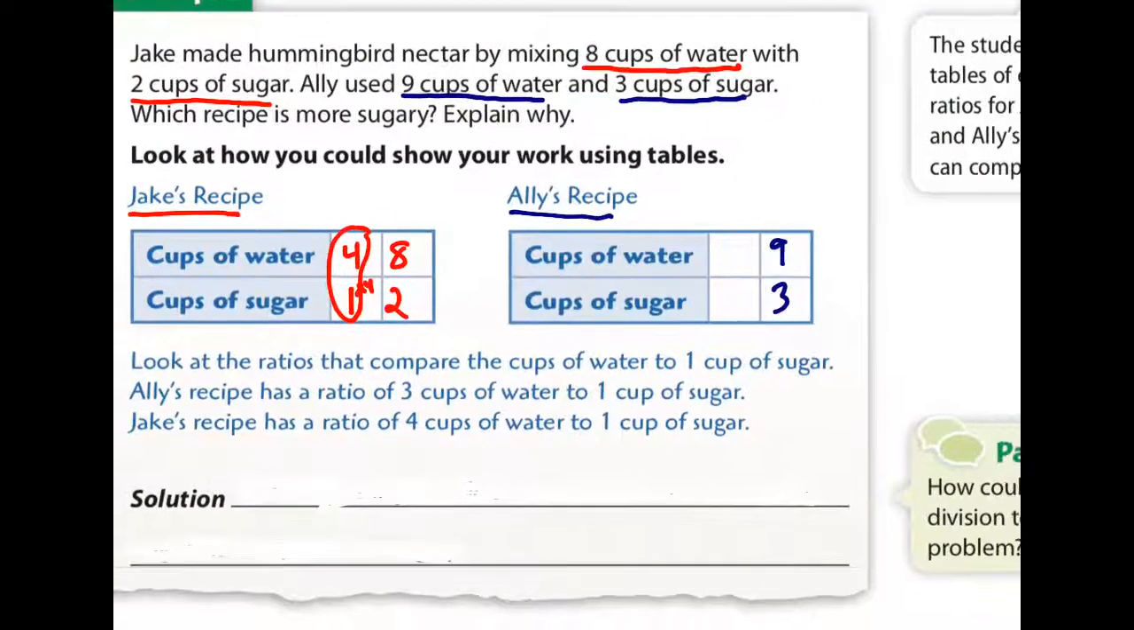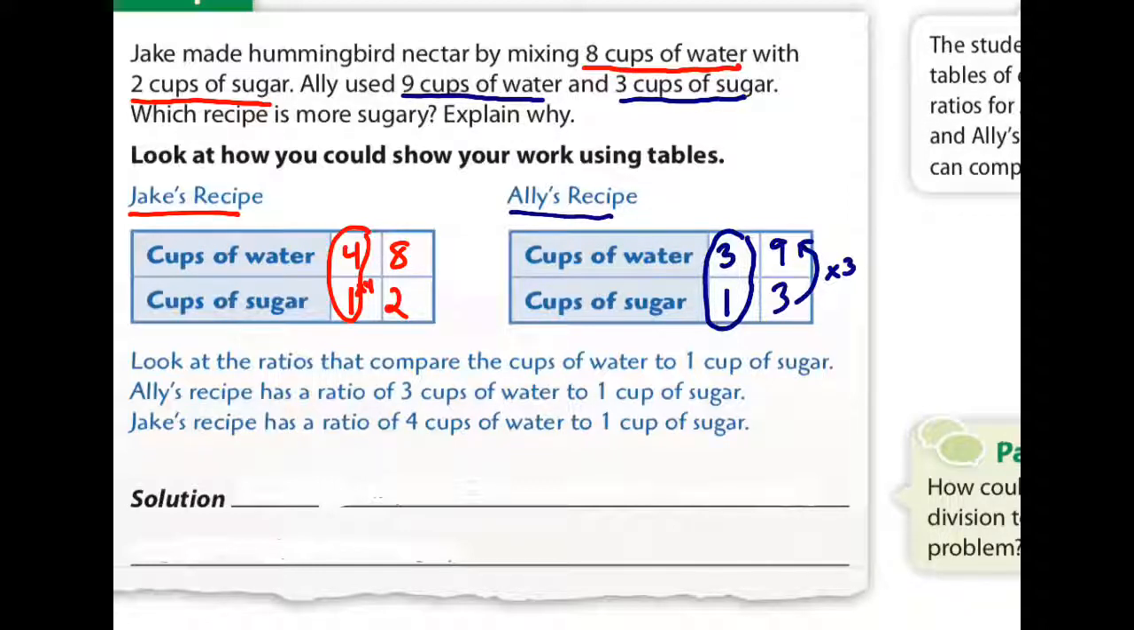Now I'm going to do the same thing with Allie's. So notice in Allie's to go from 3 to 9, it's not times 4, it's times 3, right? So if I have 1 cup of sugar, I'm going to multiply it by 3 to get 3 cups of water. So this is Allie's rate. Now that we have both of them as rates, we can compare.